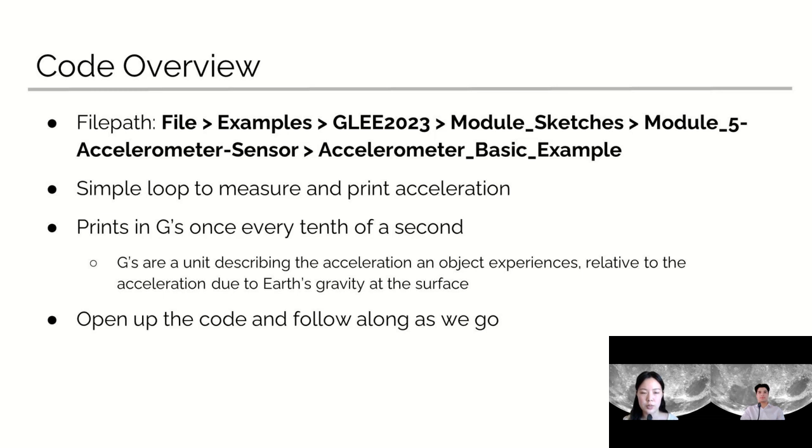And for this sketch, we will have a simple loop to measure and print acceleration in the X, Y, and Z axes. And the acceleration will be in G's, and it will be printed once every tenth of a second. To give a little bit of background, G's are a unit describing the acceleration an object experiences, and it is relative to the acceleration due to Earth's gravity at the surface. And for anybody watching, feel free to open up the code and follow along as we go.